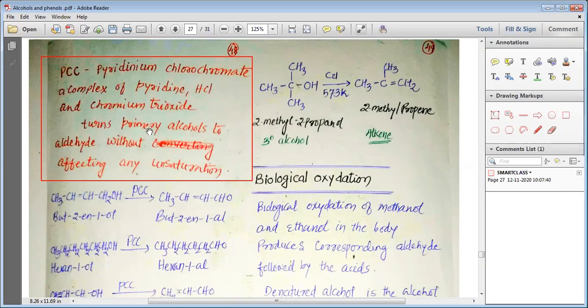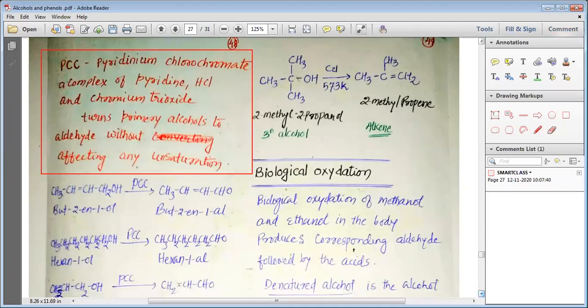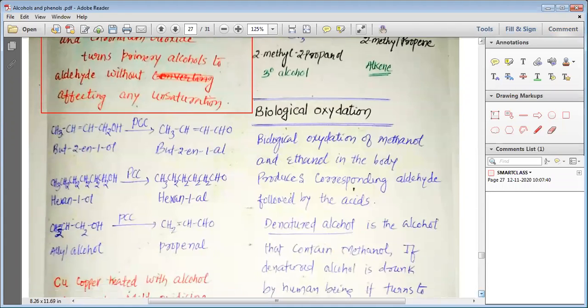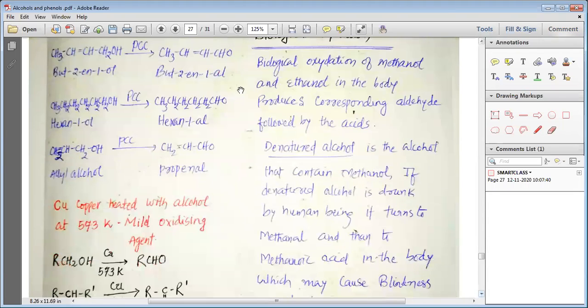This PCC turns primary alcohol to aldehyde without affecting any unsaturation. So if there is a double bond or triple bond present in the compound, PCC does not affect it and just converts this alcohol part into the aldehyde part. You can see that this CH2OH is converted to CHO, rest of the part remains the same.